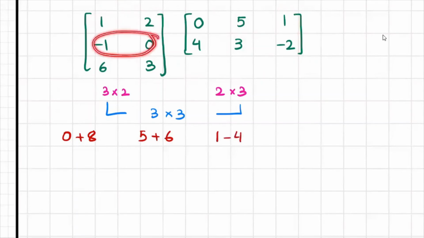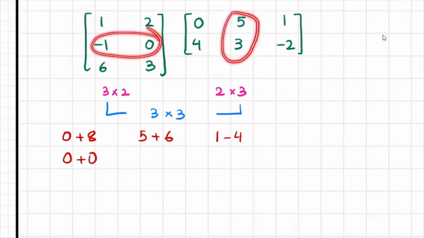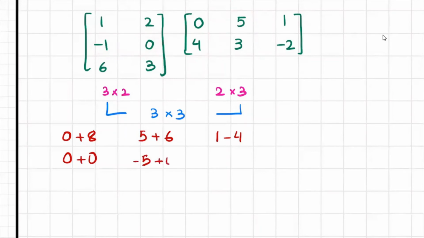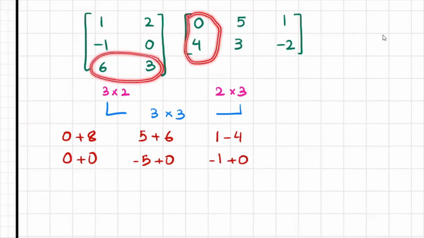The second row, first column, 1 times 0 is a 0, 0 times 4 is also a 0. Second row, third column, minus 1 times 5 is minus 5, 0 times 3 is 0. Then we have the third one. So minus 1 times 1 is minus 1. 0 times minus 2 is 0 again. All right, this and this. So 6 times 0 is 0.